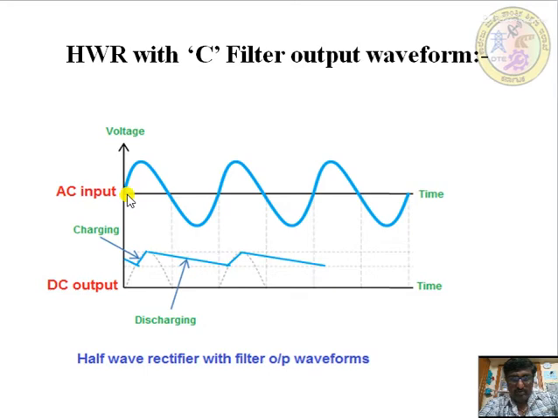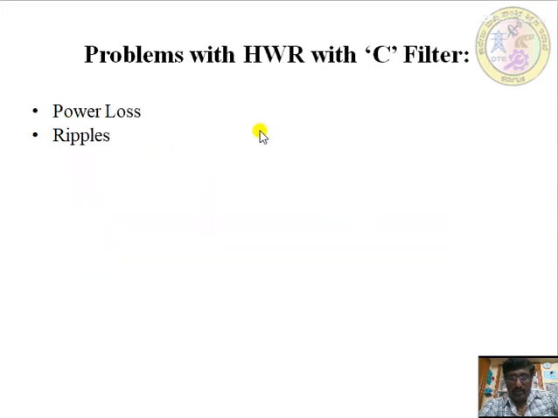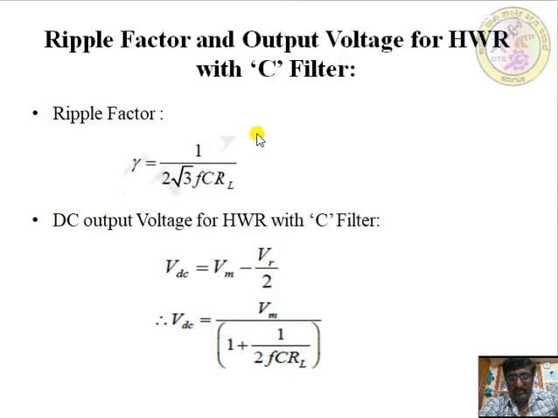Half wave rectifier means during the positive half cycle we get the output across the load RL. During the negative half cycle it is in the off state. Once again the capacitor is charging until the next positive half cycle, and this continues, and this one is the voltage across time. So the problems with the half wave rectifier with C filter are that there will be power loss as well as a maximum number of ripples.